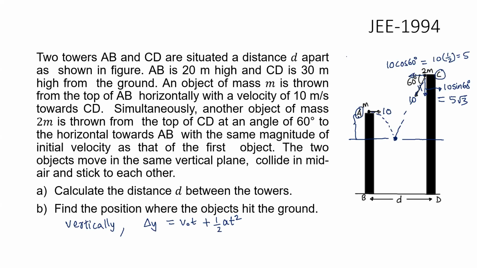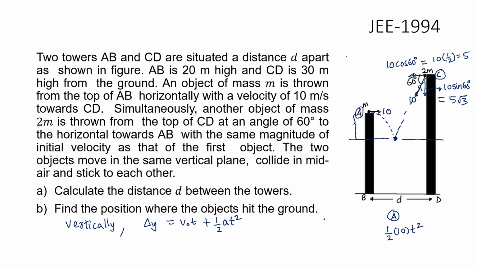So for particle A, what is the vertical displacement? For particle A, the initial velocity is 0, so it is just half g t square. I'm going to use g as 10.